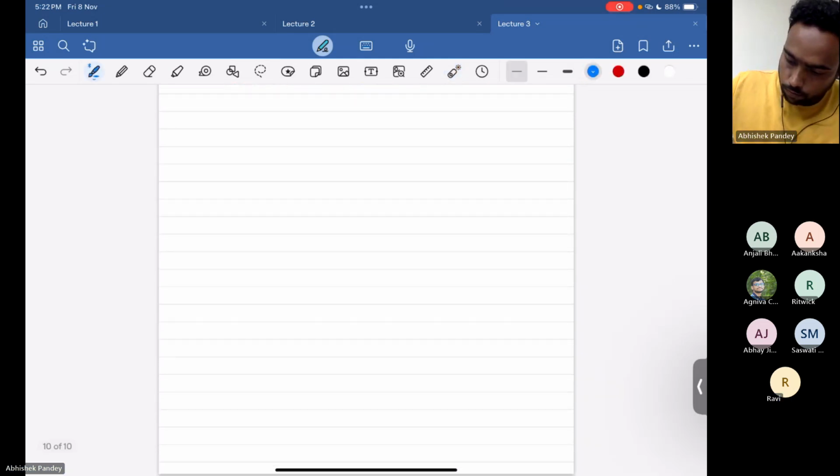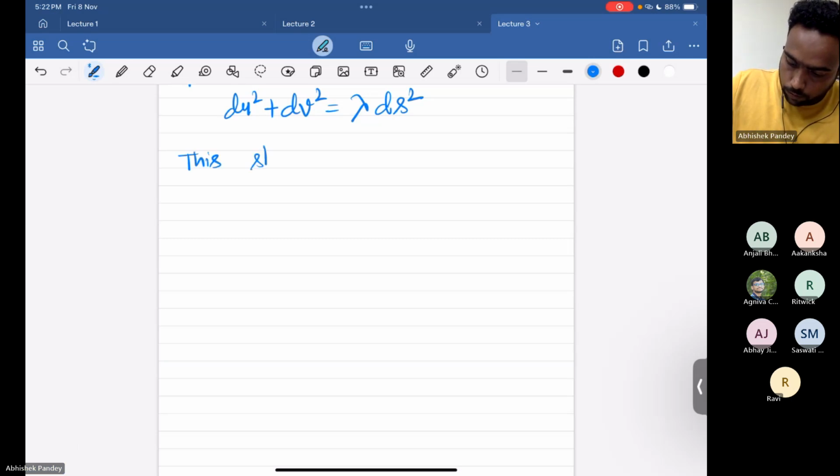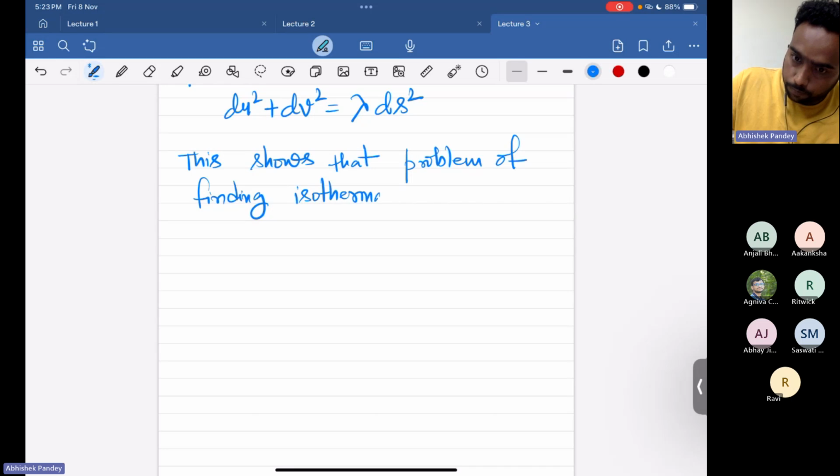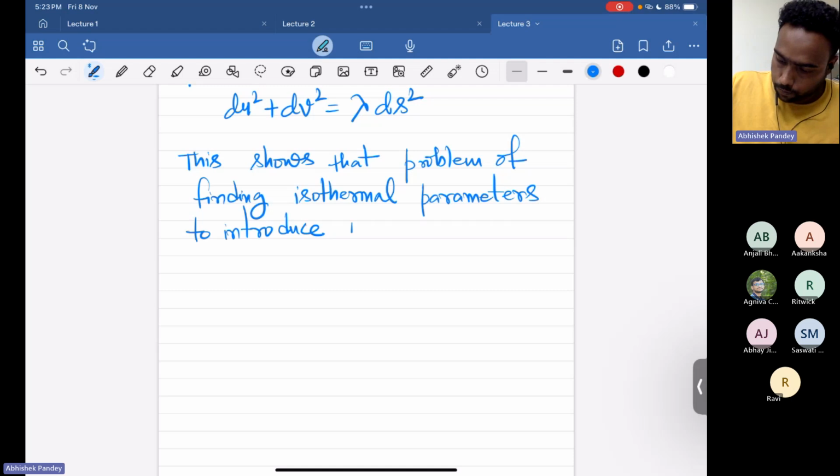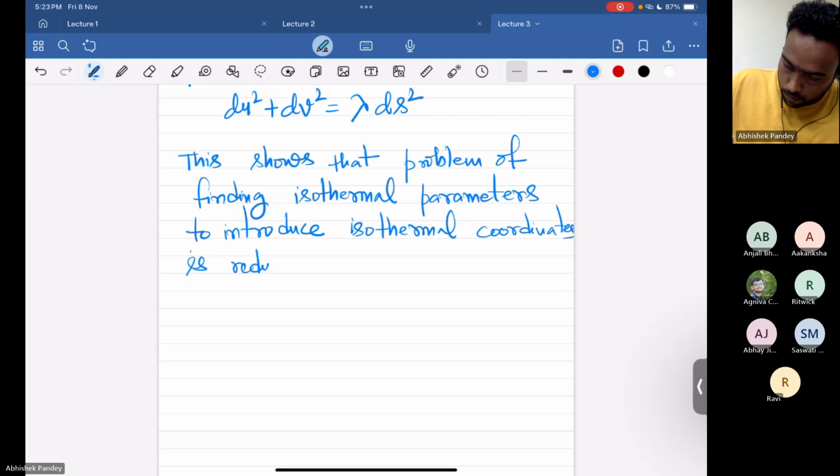Yep. Let's write it down. This shows that the problem of finding isothermal parameters to introduce isothermal coordinates is reduced to finding the solution of the Beltrami equation.